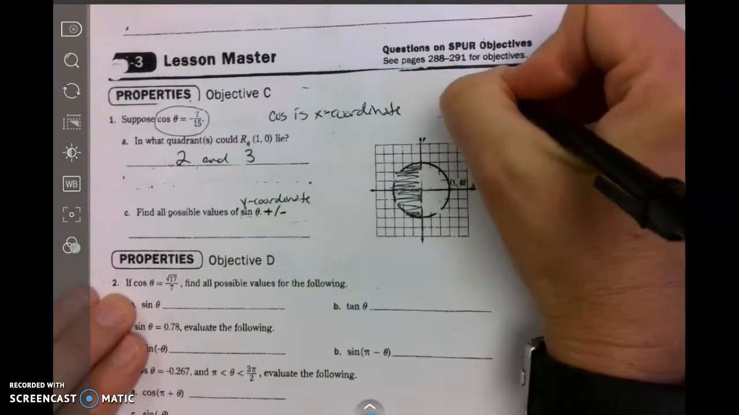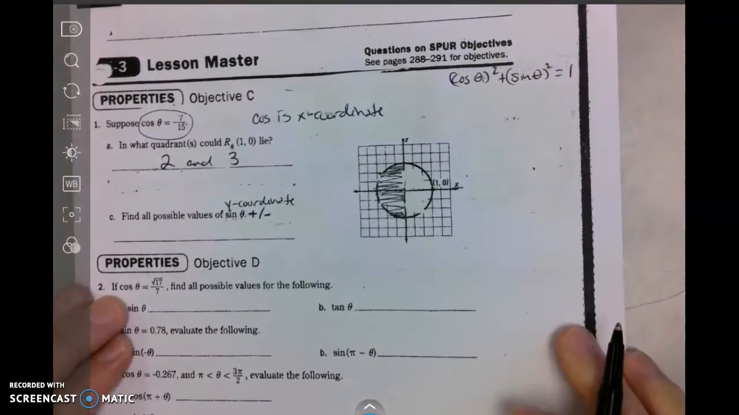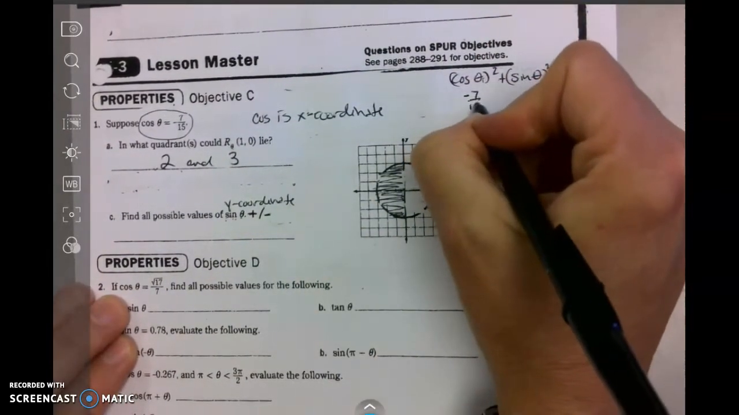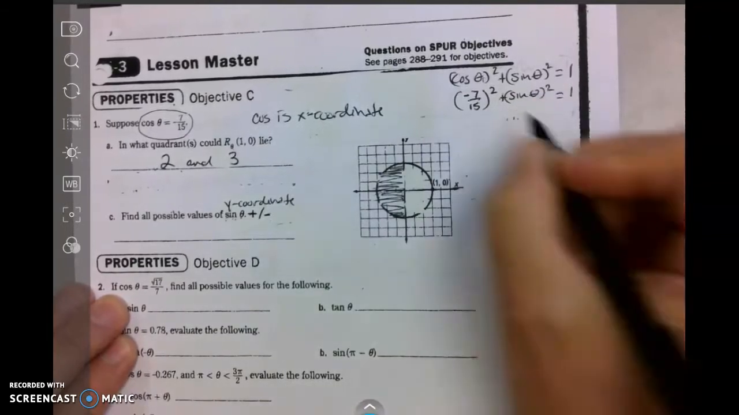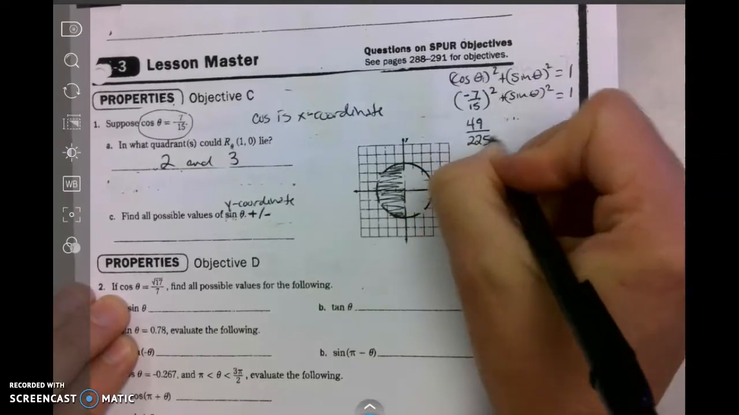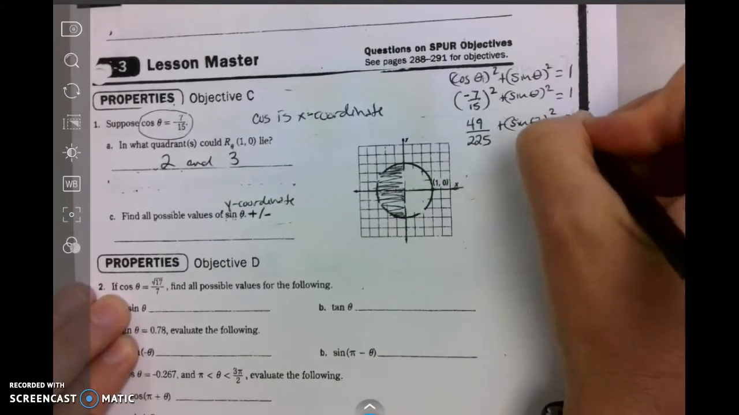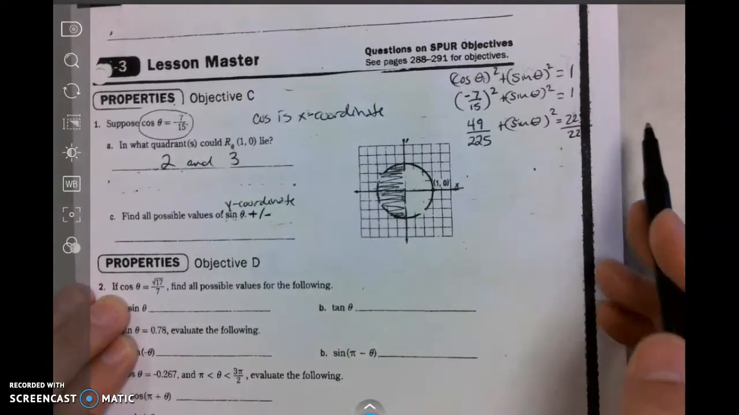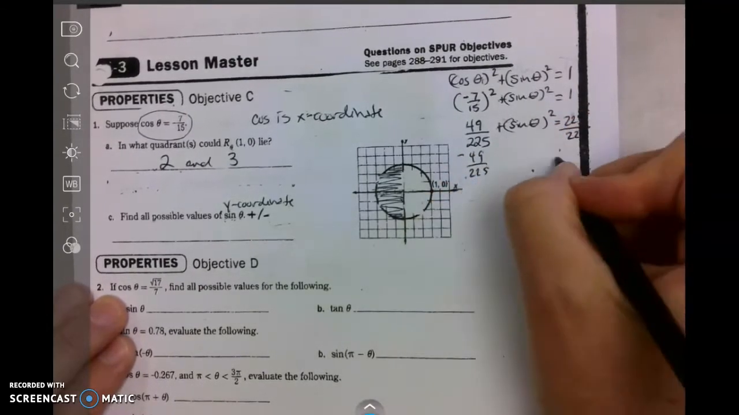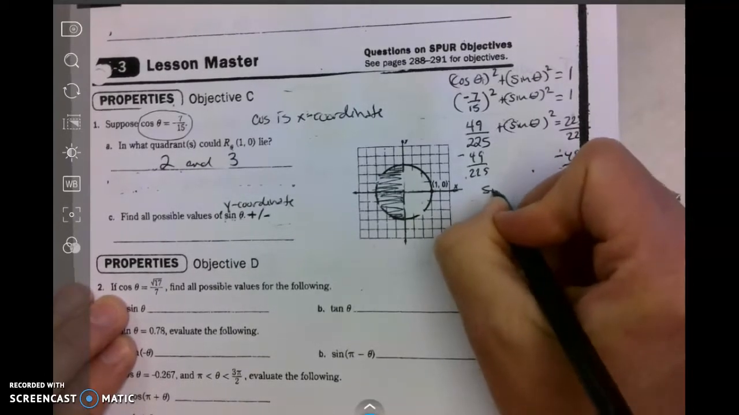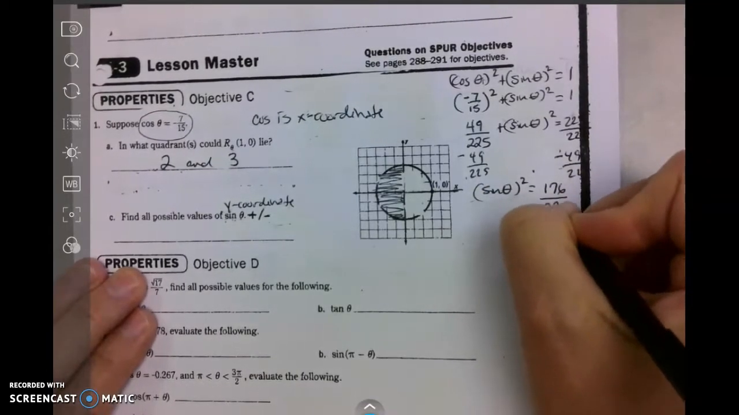Now I'm going to use that Pythagorean identity theorem, cosine of theta squared plus sine of theta squared equals 1. Cosine is negative 7/15 squared plus sine of theta squared equals 1. So I get 49 225ths plus sine of theta squared equals 225 225ths. Sorry, you can't see that 5 real well there. Subtract the 49 225ths from both sides, and I get that sine of theta squared equals 176 over 225.